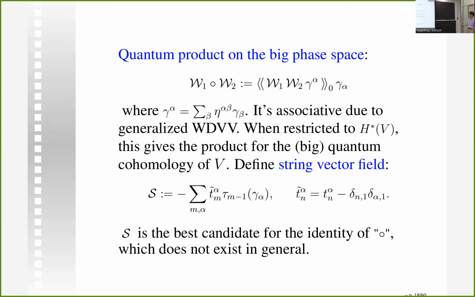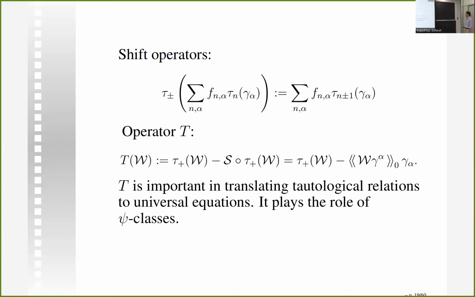It is equal to the sum of these coordinate vector fields with the multiplication by T^{m,alpha}, with the level of descendants increased by 1. This T^{alpha, n} just means the dilaton shift. So it's a shift by 1 when n equals 1 and alpha equals 1. So this is actually the best choice for the identity, although it's not really a choice.